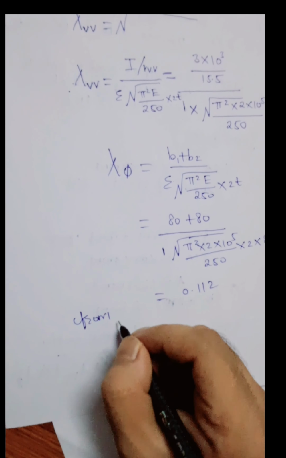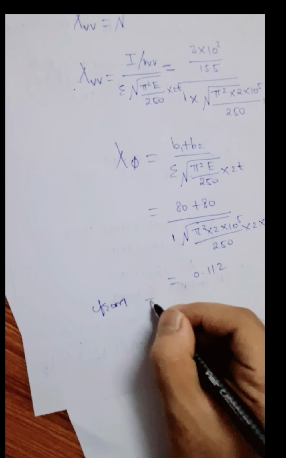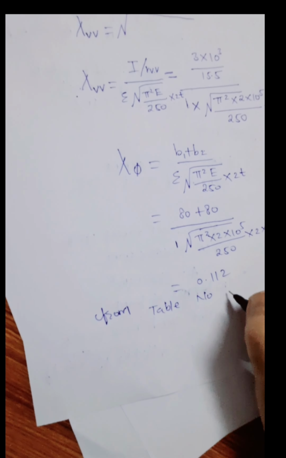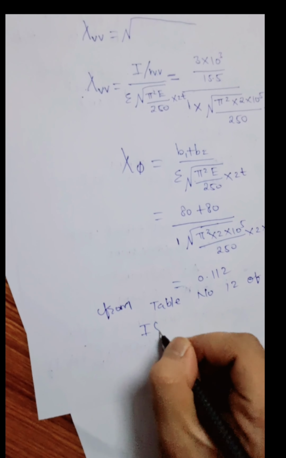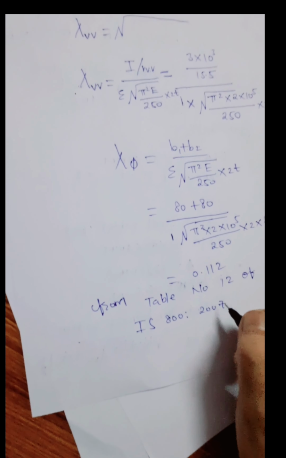So after getting this value, next go for, write again this sentence or this condition, from table number 12 of IS 800:2007.